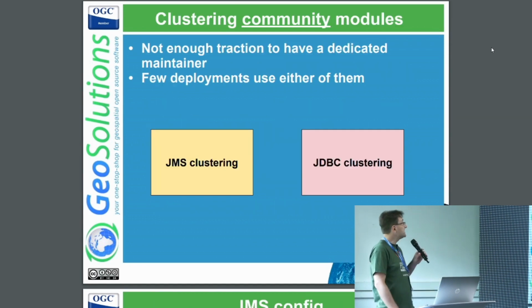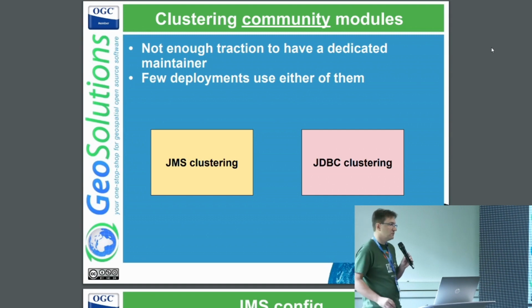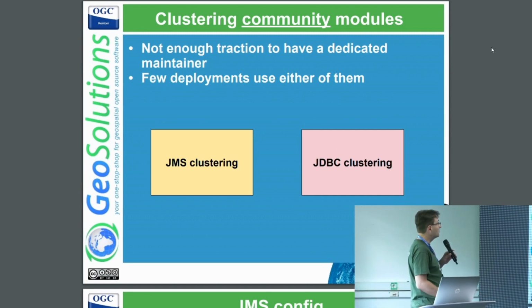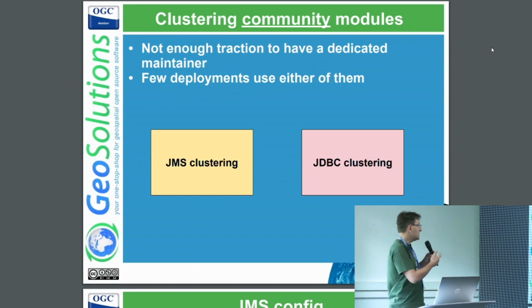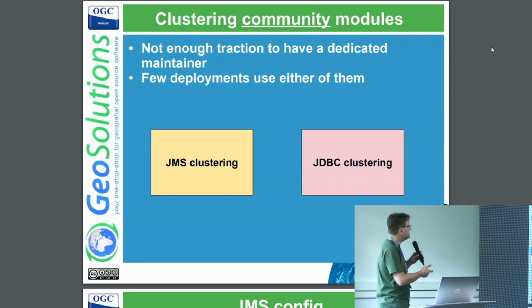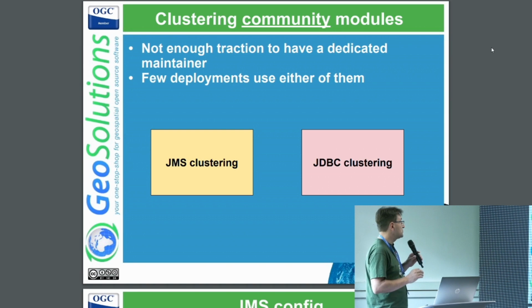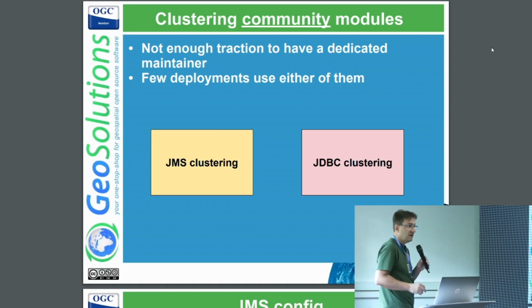So, for those cases, there are two clustering community modules. Community modules are unsupported modules that you can get out of the nightly builds. One is called JMS clustering, another is called JDBC clustering. They work on slightly different principles. They share one thing: there is not enough traction on either of them to have a dedicated maintainer.